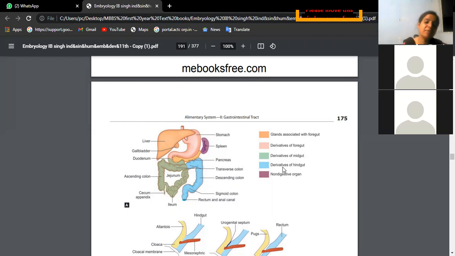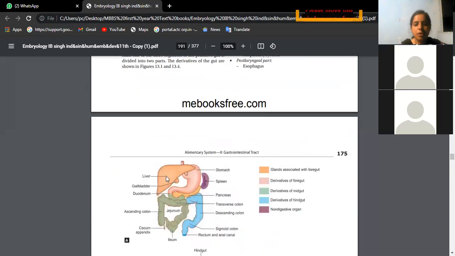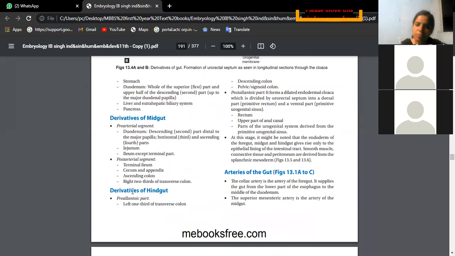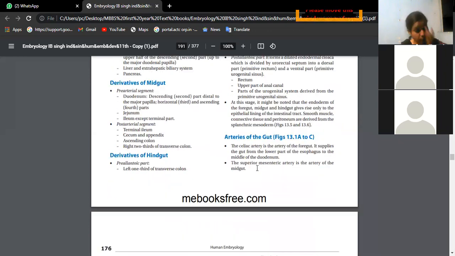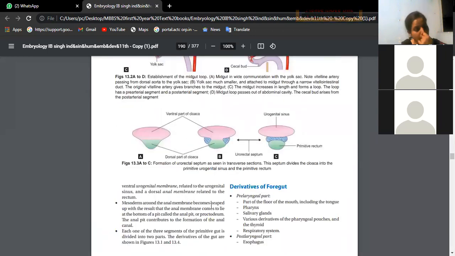Okay. Then we have associated glands also with the foregut. So what are the associated glands we have? We have liver. Okay. Then non-digestive organs like spleen. That is actually a hemolymphoid organ. Okay. So derivatives list will be given, beta. Foregut derivatives list is there. Read it. Draw this picture also. Anything can be asked. Either foregut or midgut or hindgut. Okay. Now, each part of the gut will have a special artery. What is the blood supply of stomach?